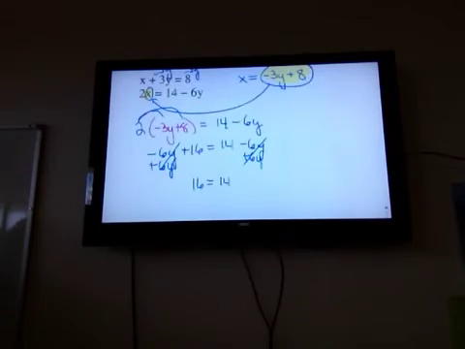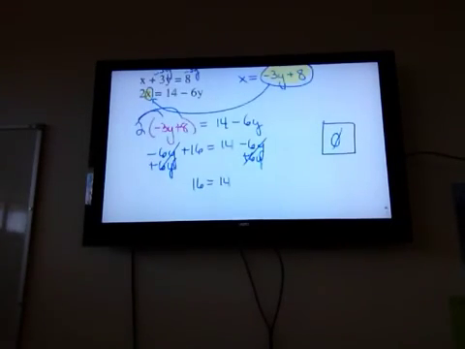When this happens, when your variables drop out, no variables left, and you get this statement that is not true, then that's your answer, no solution. Which means, had I done this question using the graphing method, what would have happened? Yes? It would have gone parallel. Awesome. Pull it together. Very good.